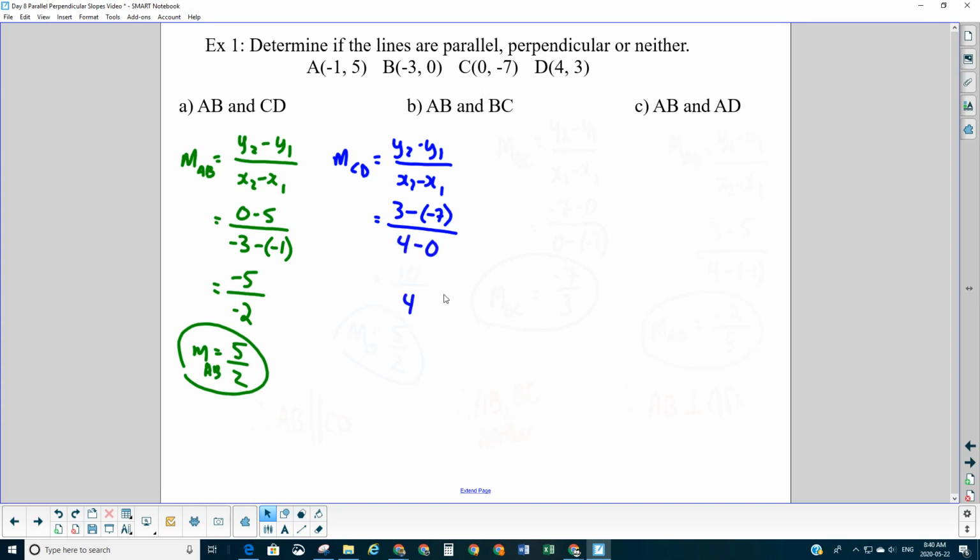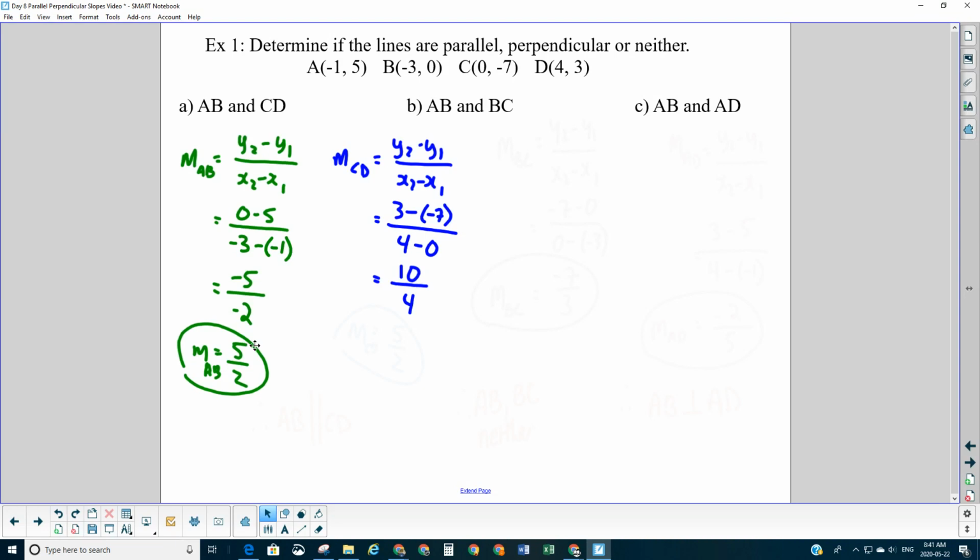So the bottom is okay. 4 minus 0 is 4. 3 minus minus 7 is 10. Remember, you're subtracting cold, so you're getting warmer by 7, and you're up to 10. So if you're at 3 now and you started way down at negative 7, you've gone a rise of 10.